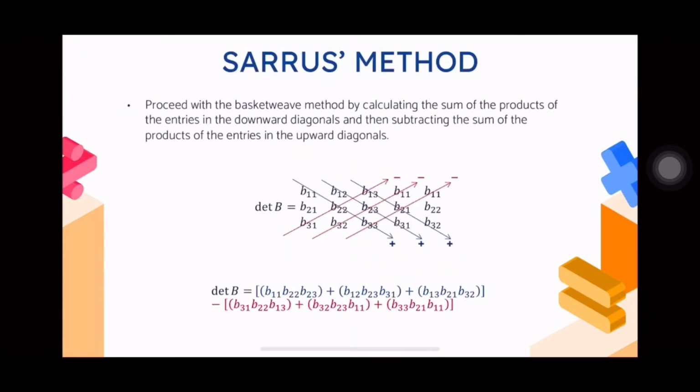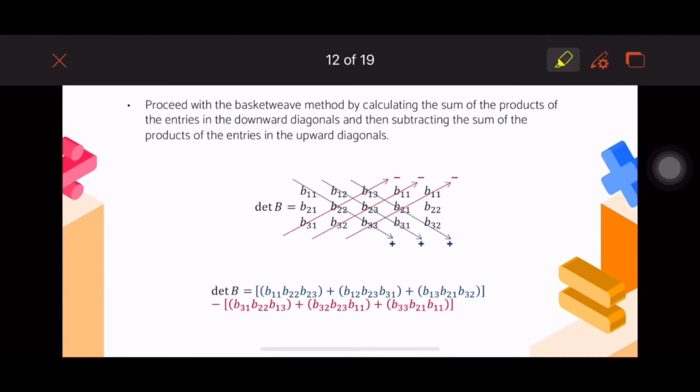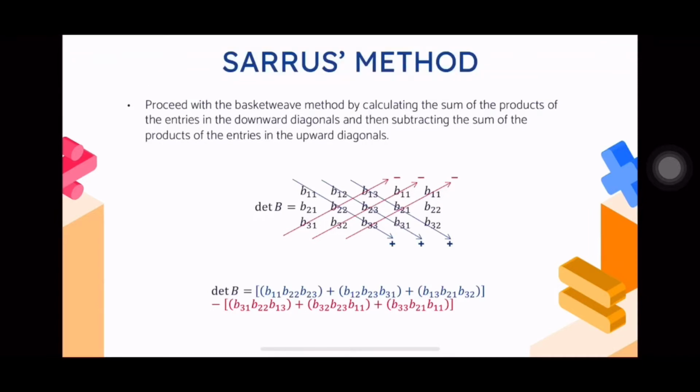After copying the first two columns, proceed with the basket weave method by calculating the sum of the products of the entries in the downward diagonals and then subtracting the sum of the products of the entries in the upward diagonals. So, after mo makreate yung 3x5 matrix natin, kukunin mo yung product ng downward diagonals natin. So, that would be yung B11, B22, B33, mumultiply mo, kaya ito yon.